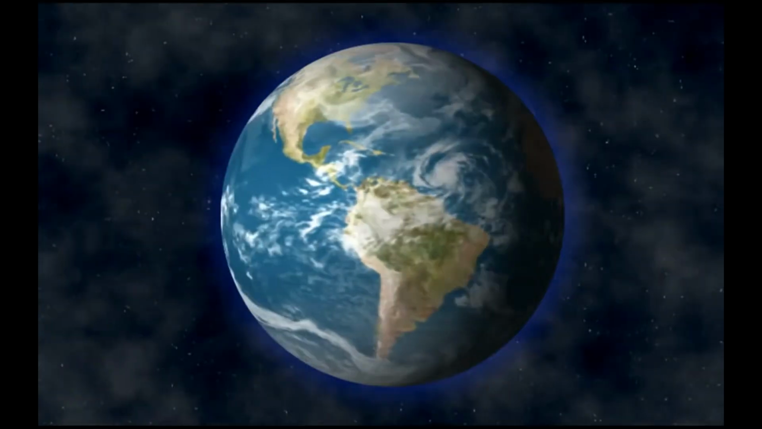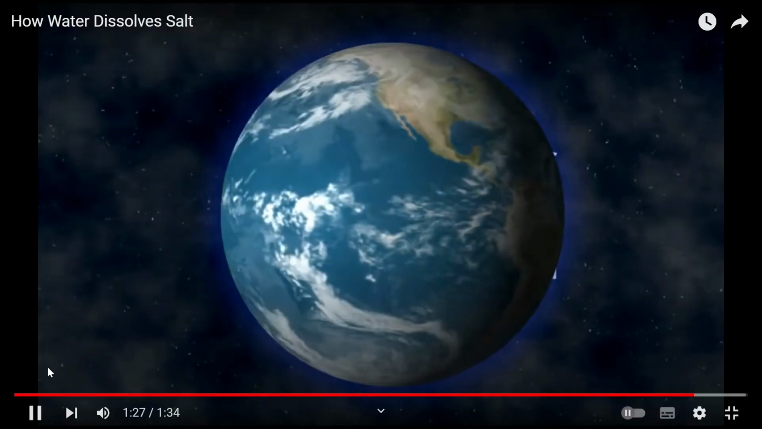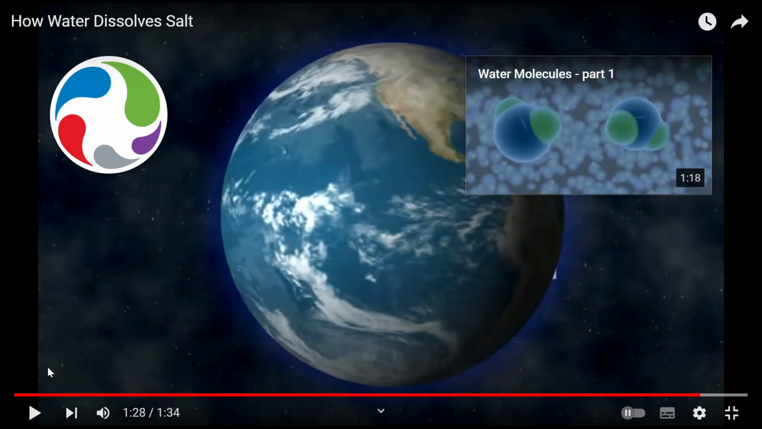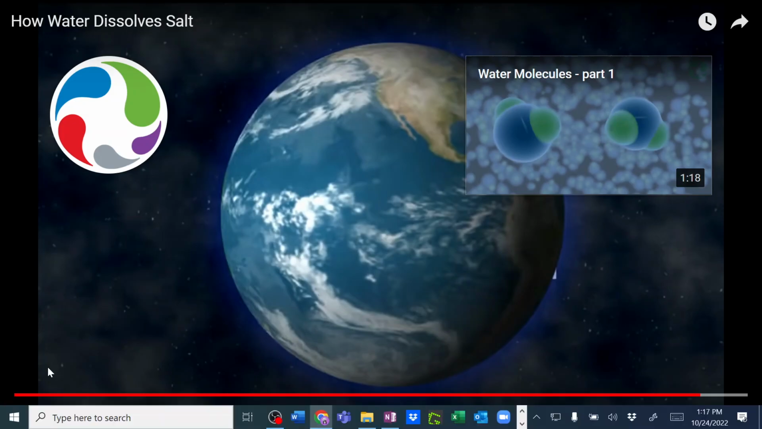And eventually, and this is what was not shown in the other one, can you see what's happening? Everyone is pulled apart, and what kind of a mixture do we end up with? A solution, otherwise known as a homogeneous mixture, yes. Okay, excellent.